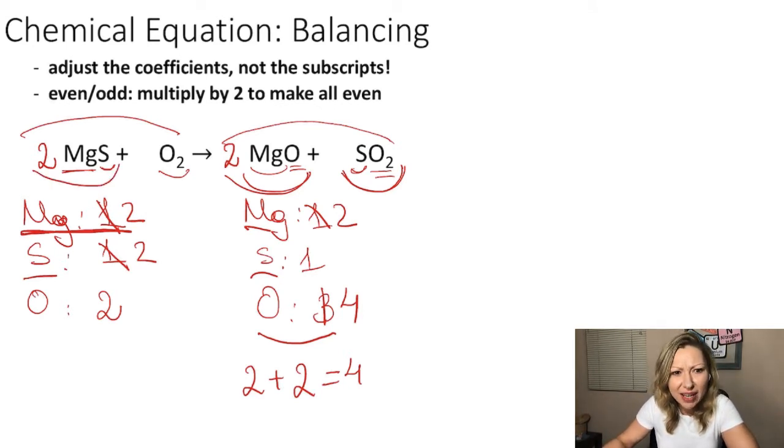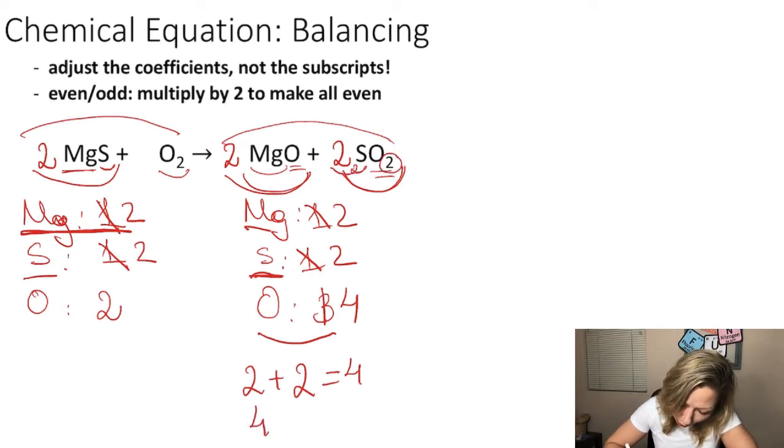Okay, so what's next? Now I have to go back to my product side because I have less sulfur atoms there. So what do you do? You multiply SO2 by 2, which is going to give you 2 sulfur atoms. Now I have it even on both sides. But what happened to my oxygen atoms? I have to multiply that too, right? So 2 times 2 is 4. And I also have 2 more oxygen atoms in magnesium oxide. So that's plus 2, going to give me 6.